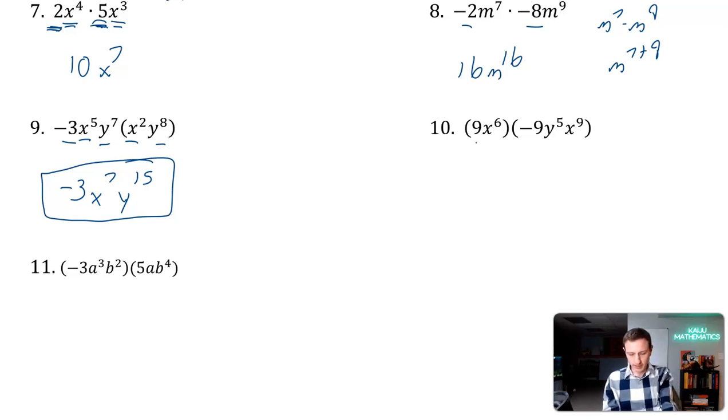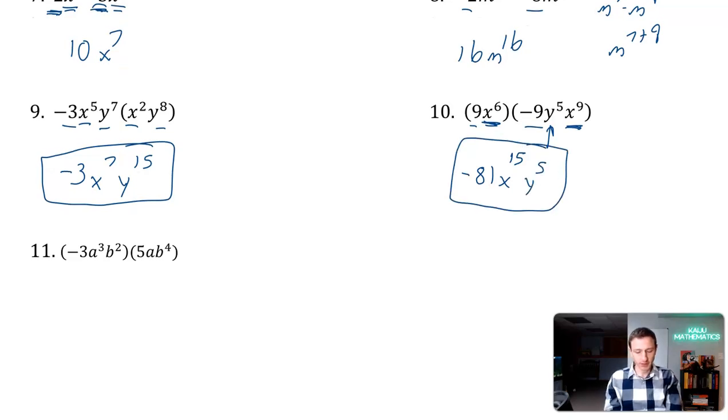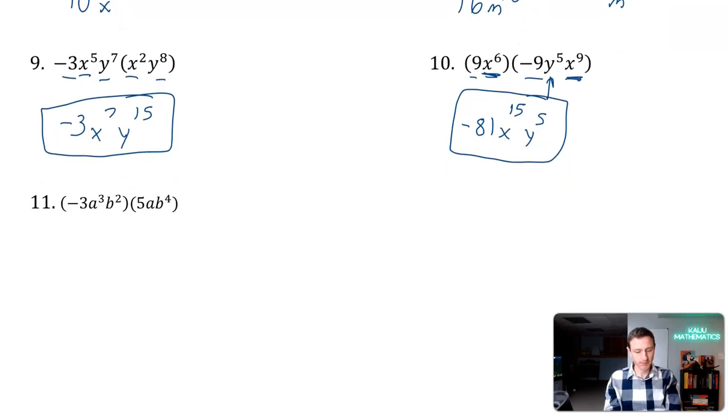Number 10, 9 times negative 9 is negative 81. And then I have x to the 6th times x to the 9th. Be careful, don't let the order fool you. That's a y, so you want to make sure you're doing x to the 6th times x to the 9th. So that's going to be x to the 6 plus 9, which is 15. And then I don't have anything to do with the y to the 5th, so I'm going to leave that alone. So negative 81 x to the 15th, y to the 5th.